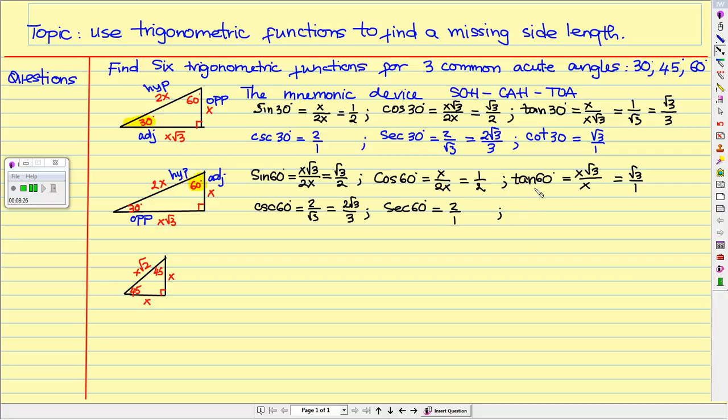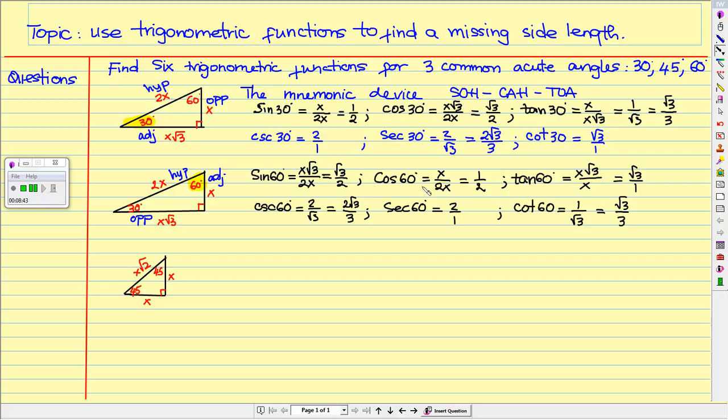And lastly, we are going to find the reciprocal of tangent. It will be cotangent. So cotangent of 60 degrees. If we flip the fraction, it will be 1 over square root of 3. Now we have to multiply square root of 3 to the denominator and square root of 3 to the numerator. So now we found all 6 trigonometric functions for 60 degrees.